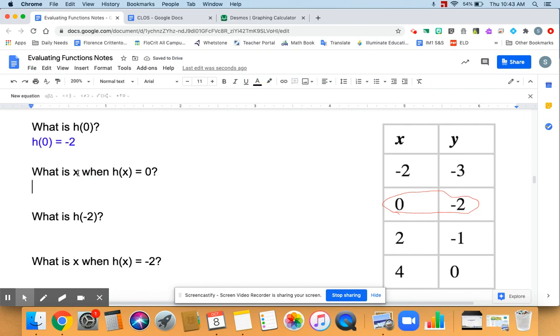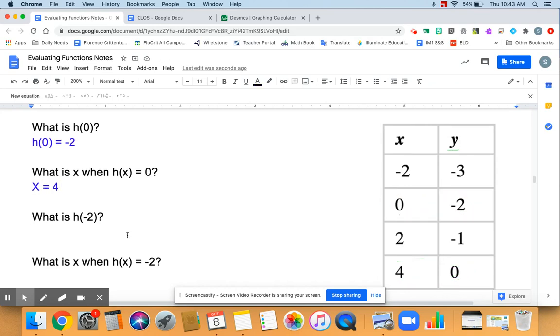This one says, what is x when h of x equals 0? So this 0, is it going to be the x or the y? This one's going to be the y. So you go to y, and you look down and find where it's 0. Oh, look right here. And so the x with it is 4. When it equals 0, x equals 4.